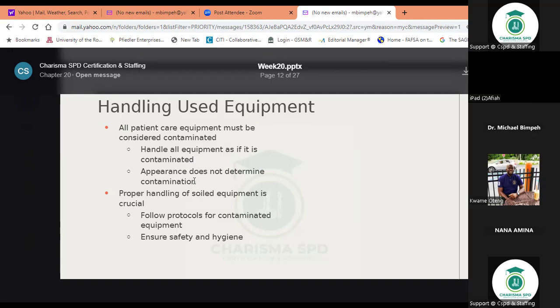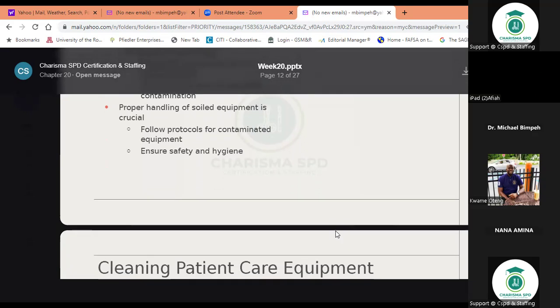Oh, I love this. Yes. Proper handling of soiled equipment is crucial. Follow protocols and also maintain safety and hygiene.